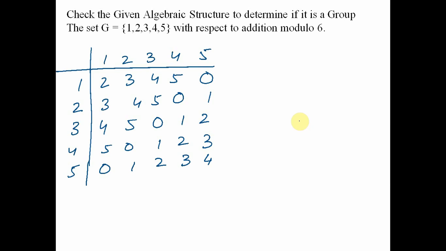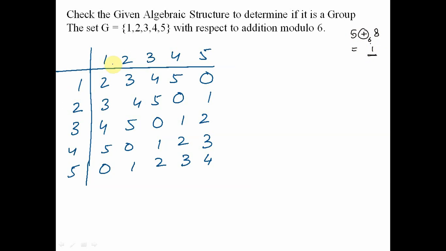Let's take another example. Check the given algebraic structure to determine if it is a group. The set is given as {1, 2, 3, 4, 5} with respect to addition modulo 6. Once again, finite set. So the best way to do it is by using the operations table. The operation is addition modulo 6. What does it mean? If I have to add two numbers, let us say 5 and 8, we write it like this. This actually means 5 plus 8, 13, and 13 divided by 6. The remainder of 13 divided by 6 is 1. So the result is 1 over here.